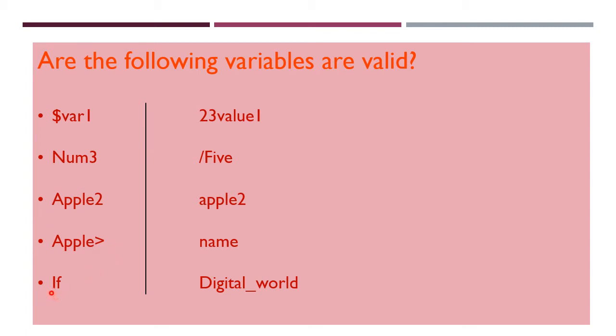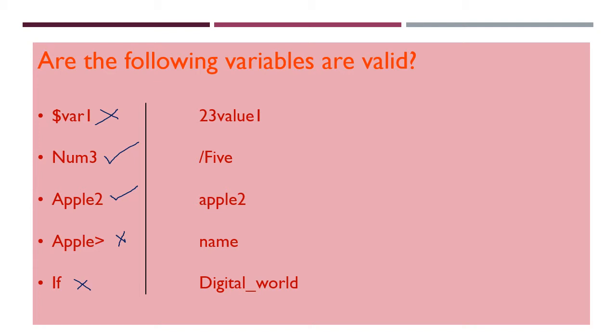Okay, next one is if. Is if a valid variable name? No, this is not a valid variable name. Why is it not a valid variable name? Because if is a keyword. So this is not a valid variable name. This is not valid. This is a valid variable name. This is valid and this is not valid.